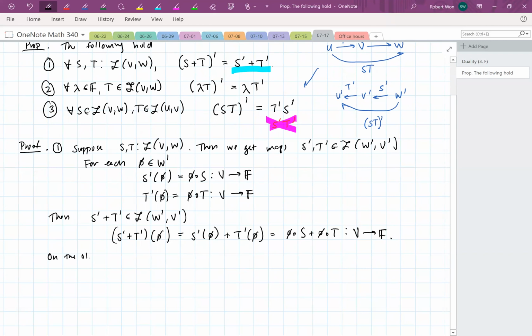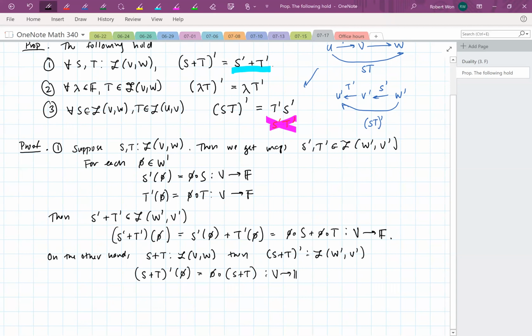And so this is for the other side. S plus T is a linear map from V to W. Then we get the dual of S plus T. This is a linear map from W dual to V dual. And how is this defined? What S plus T dual does to an element phi of W dual is just phi of S plus T.